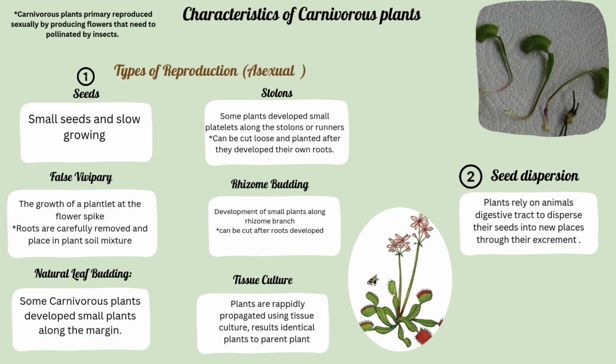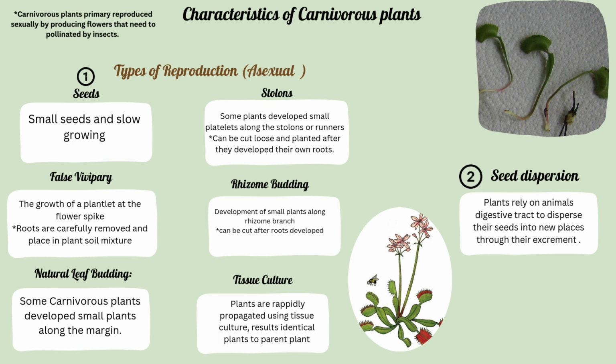More characteristics. Carnivorous plants primarily reproduce sexually by producing flowers that need to be pollinated by insects. The types of reproduction. This is an asexual type. One, seeds: small seeds and slow growing. There's also false vivipary, the growth of plantlets at the flower spike, where the plantlets are carefully removed and placed in a plant soil mixture.